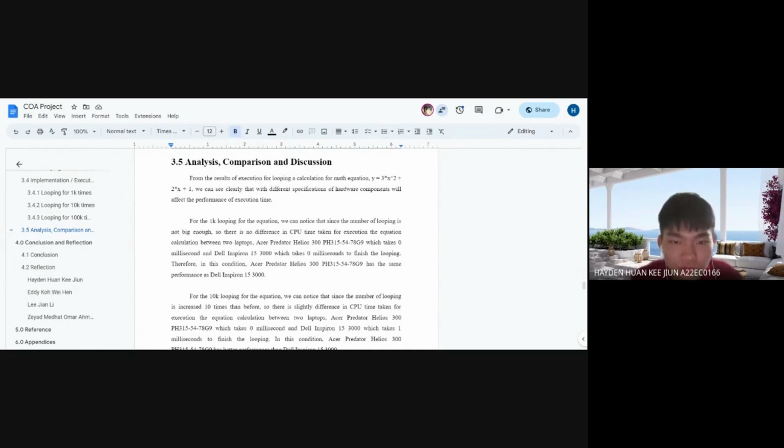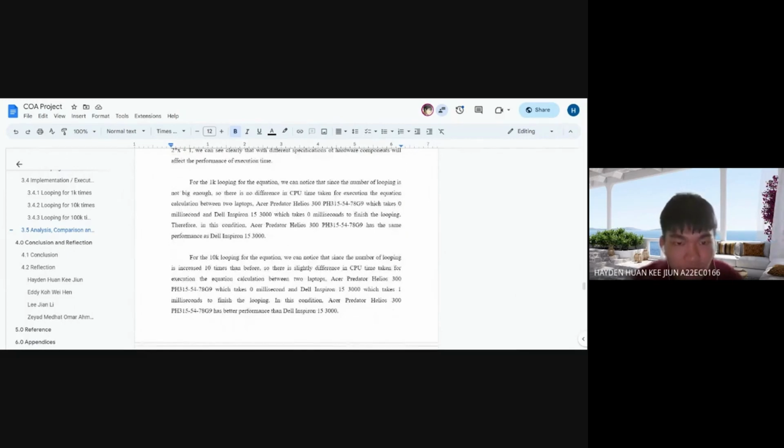From the results of execution for looping a calculation of the math equation y equal to 3x squared plus 2x plus 1, we can see clearly that different specifications of hardware components will affect the performance of execution time. For the 1K looping, we can notice that since the number of looping is not big enough, there's no difference in CPU time taken between the two laptops, Acer and Dell. They take the same time, which is 0 milliseconds to finish the looping. Therefore, in this condition, they have the same performance.